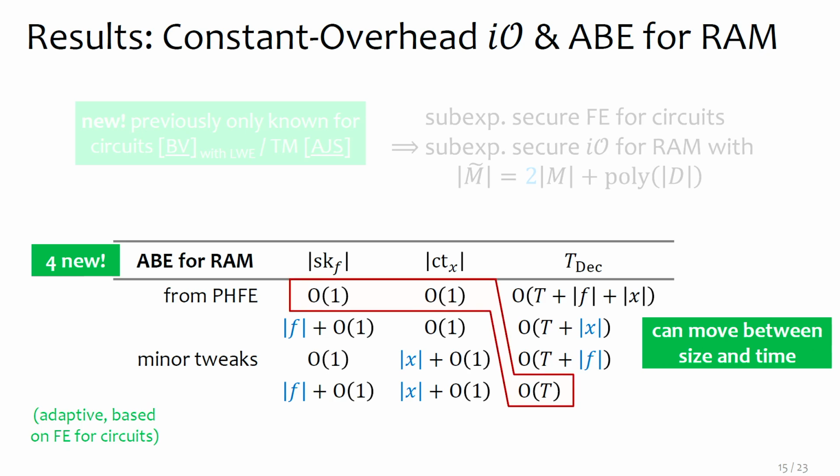And it's thus natural to ask whether we can obtain the dream efficiency for ABE, because the previous lower bound only holds for PHFE with functionality that's stronger than ABE. And it turns out the answer is no.